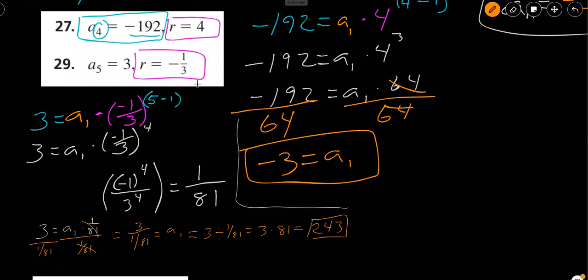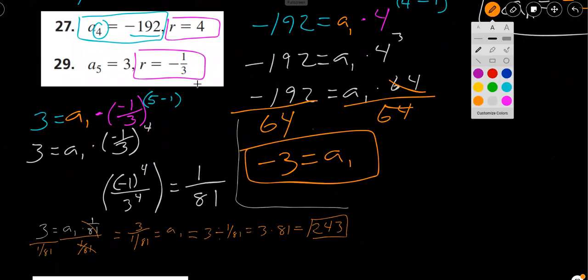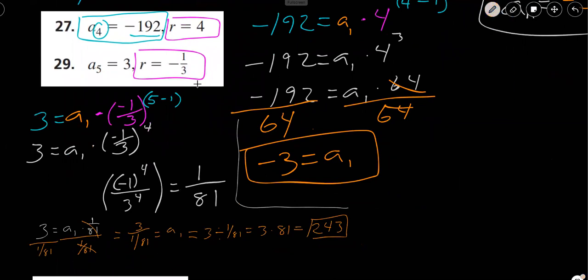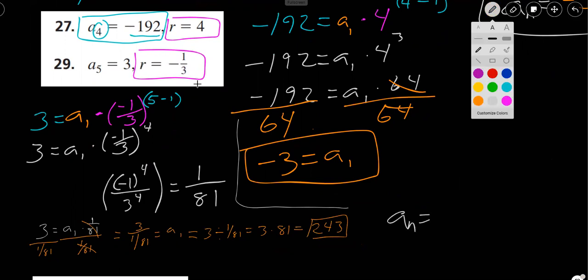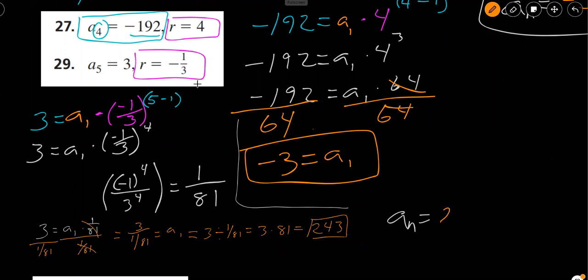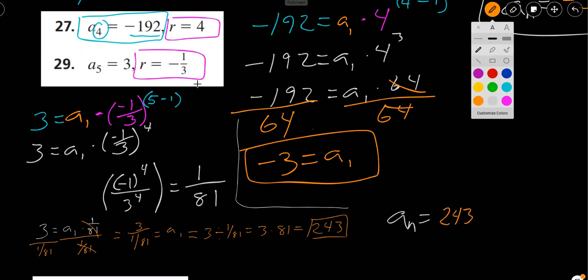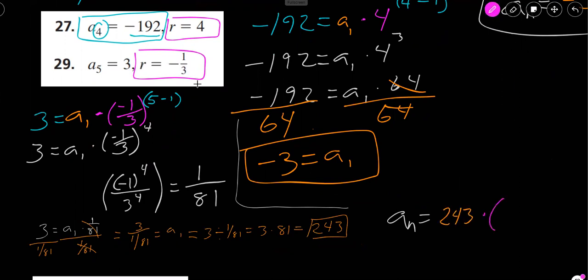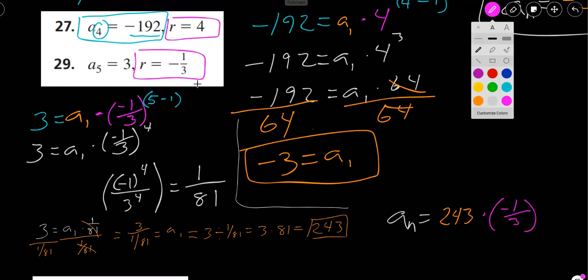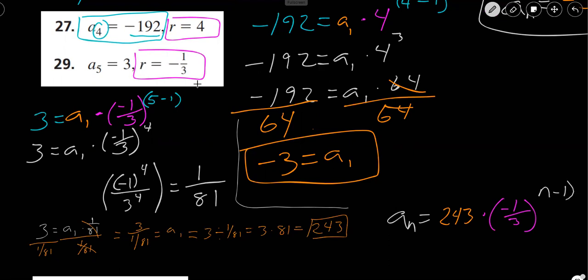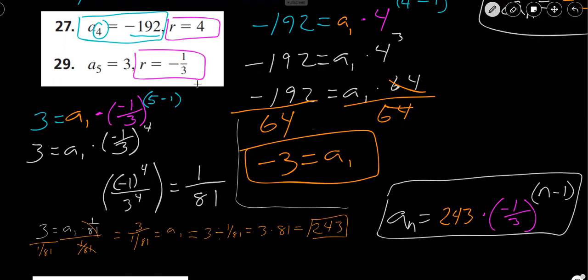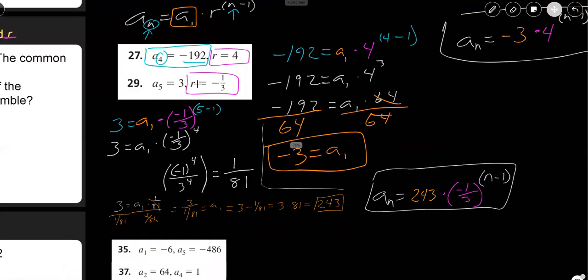So if I wanted to write the rule out, I've got the A1 value, I've got the ratio, so it breaks down to the following. AN is equal to my A1 value, which is 243, times negative 1/3 to the n minus 1 power. That's my rule, and I can use it to find A100 if I wanted.